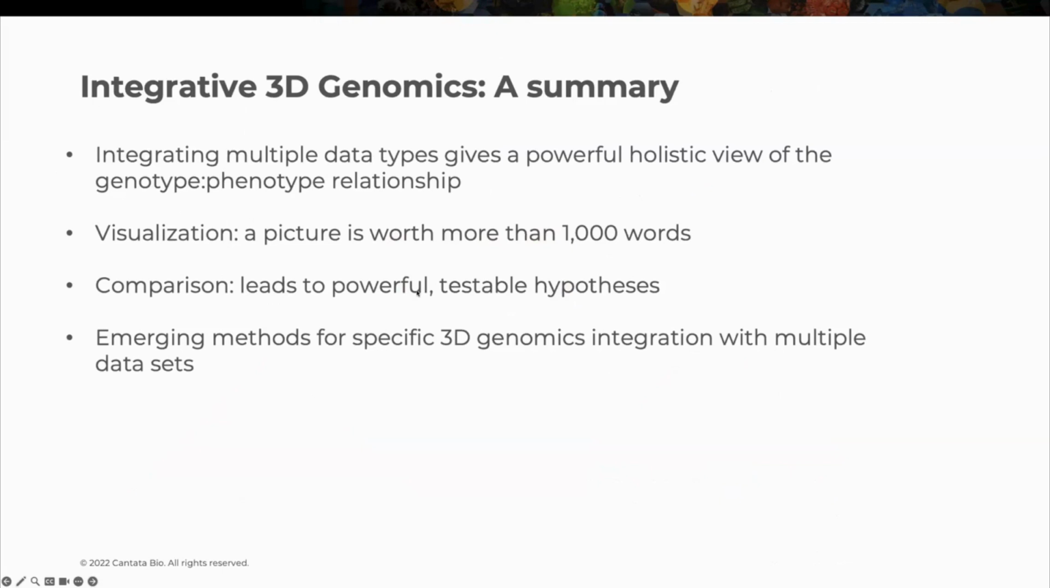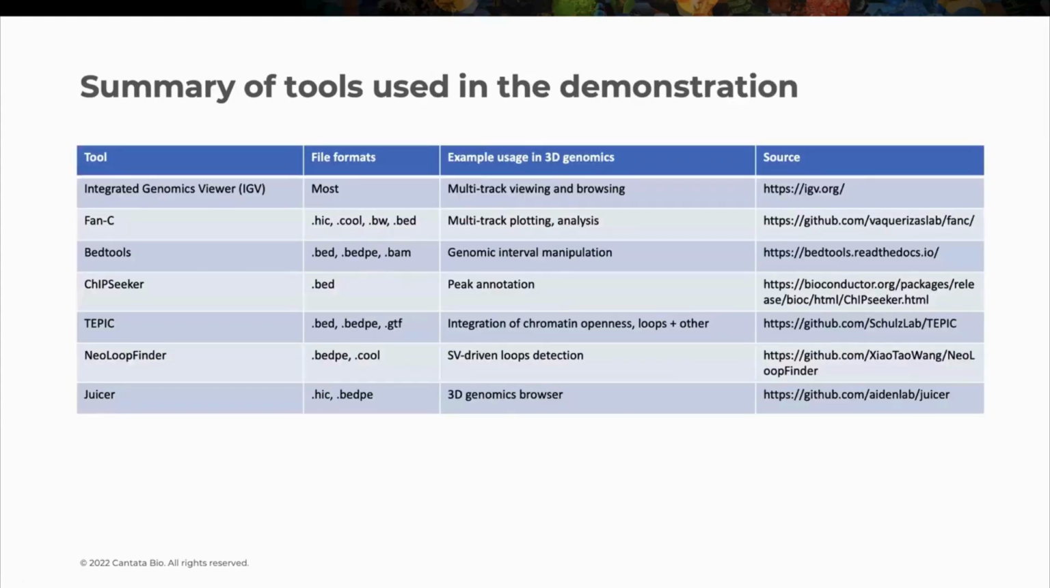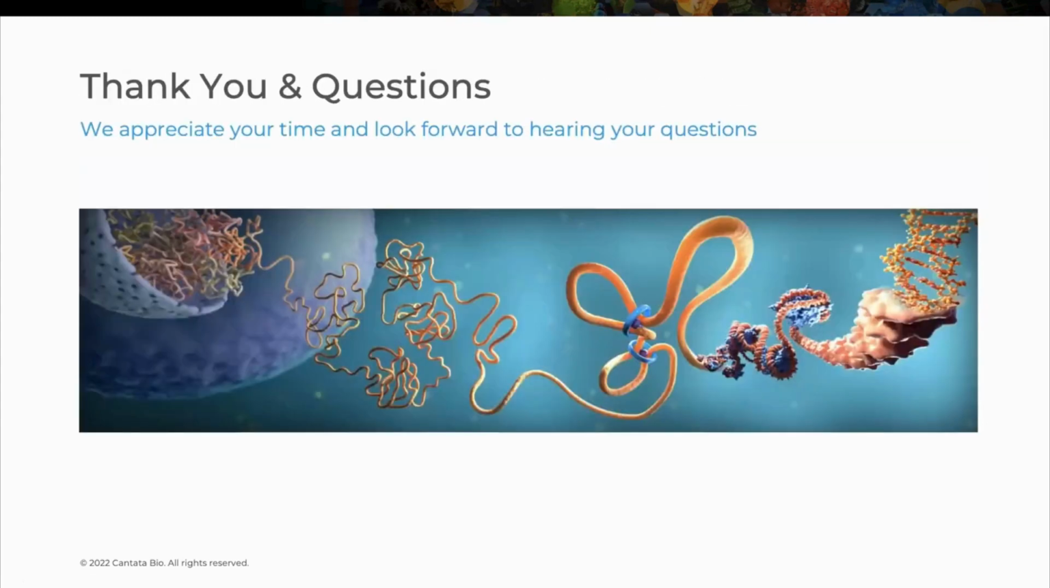Comparison leads to powerful testable hypotheses that we can use to take multiple inputs, generate a hypothesis, and shortlist our data into things that we can actually go forward with and test. And there are lots of emerging methods specific for how we integrate 3D genomics with other data types. And I think, like I said, it's an exciting time. Hopefully there's some time now for questions. So thank you very much.